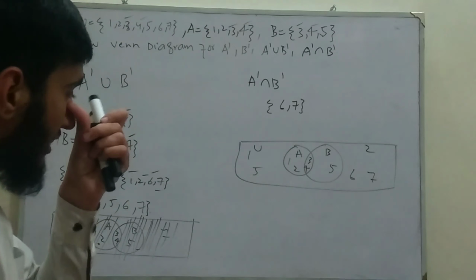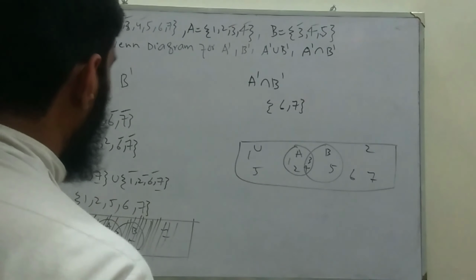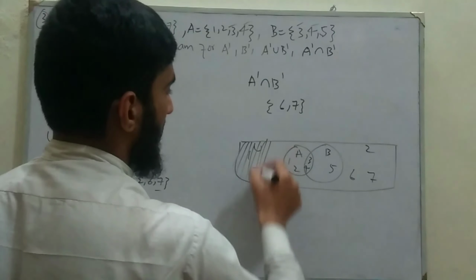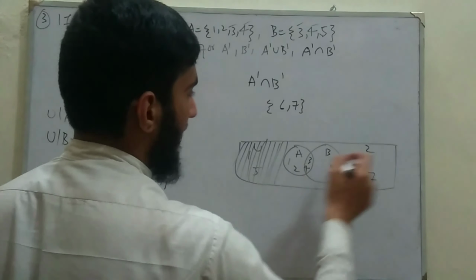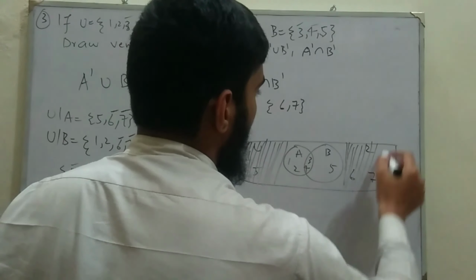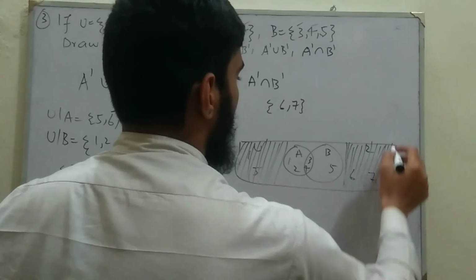Now in the intersection we will shade just the outside area of A and B set. This is the result. With the help of the Venn diagram we will not shade the A and B set over here. So this is the result.